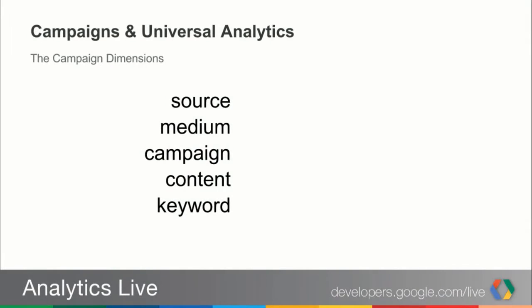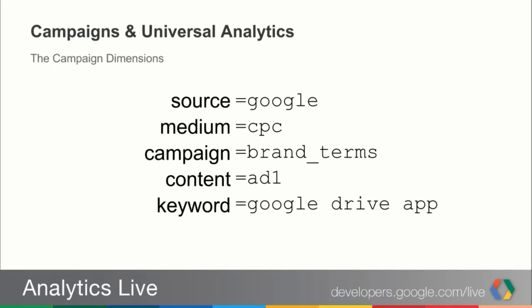So let's start with campaigns in Universal Analytics generally. As probably most of you know, and this has been the case for some time, there are really five main campaign dimensions. These are source, medium, campaign, content, and keyword. These five dimensions can be used to describe any of your marketing campaigns. In this example, I'm showing you an AdWords campaign, a CPC campaign, but it could be used to track marketing emails or newsletters, or links from your website to the Google Play Store, whatever it is. You can use these five dimensions and give them values that describe the source.